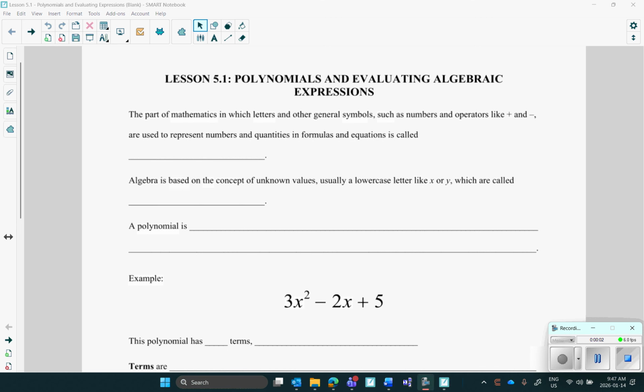So, the next 2 units, we are going to deal with a very important topic in high school math. It's the part of math in which we use letters and other symbols like plus, minus, division bars, and numbers, and we use all of this to represent formulas or equations. And what do you think we call that type of math? Algebra.